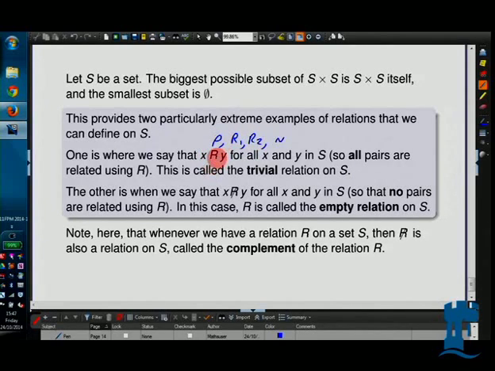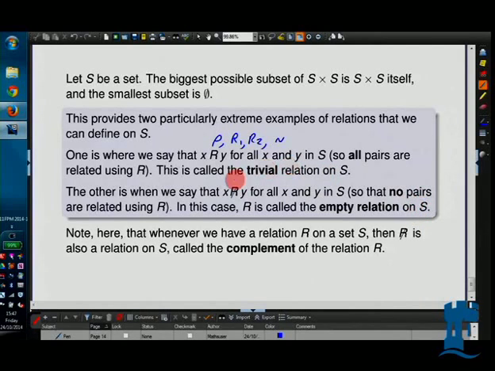But whatever letter you use for it, if it came from S cross S, it means that everything is related to everything else. That's not very exciting, so it's called the trivial relation. The trivial relation is where everything is related to everything else. The other extreme is when nothing is related to anything else. It means not related gives you every pair, and related gives you no pairs at all. There are no related pairs. Nothing's even related to itself with this one. So it's even worse than the equality relation. You're not even related to yourself with this one. And that's called the empty relation because nothing's related to anything else.